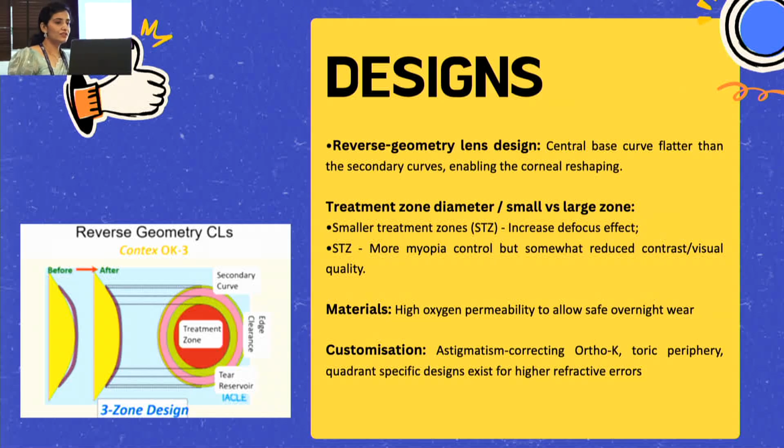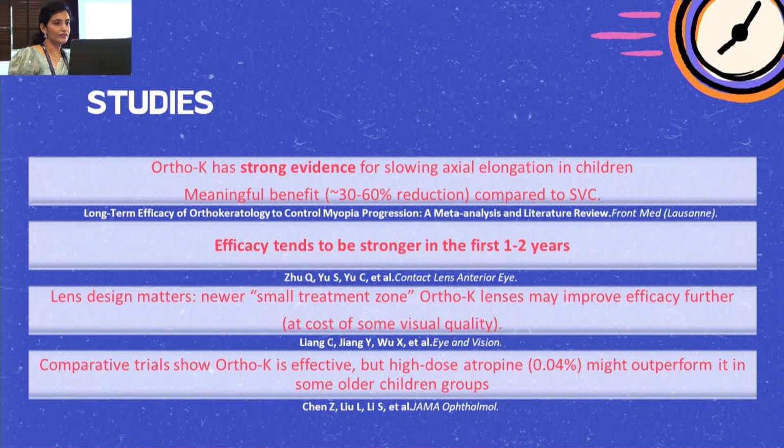So it's based on the reverse geometry lens design. The central base curve is flatter, and there is a treatment zone. Smaller treatment zones increase the defocus, but it comes at the cost of reduced contrast and visual quality. The materials allow high oxygen permeability right now, and there is customization when it comes to astigmatism and toric in the peripheries, and it is also available for higher refractive errors. So it has strong evidence, 30 to 60% reduction.